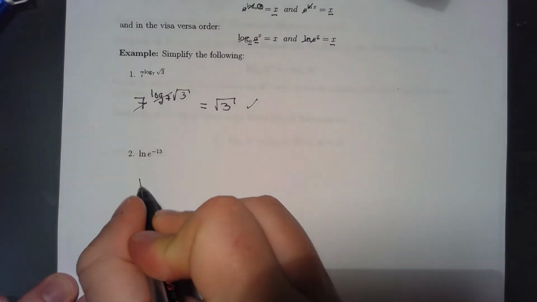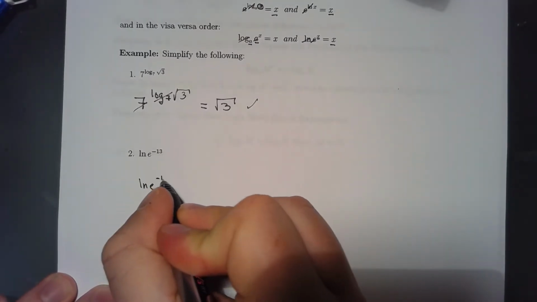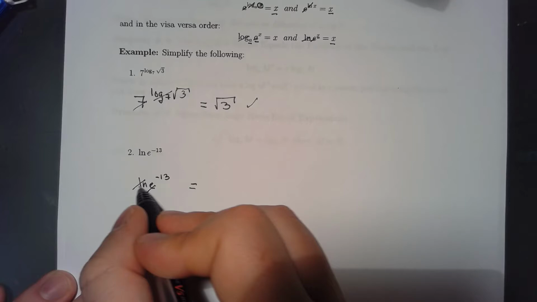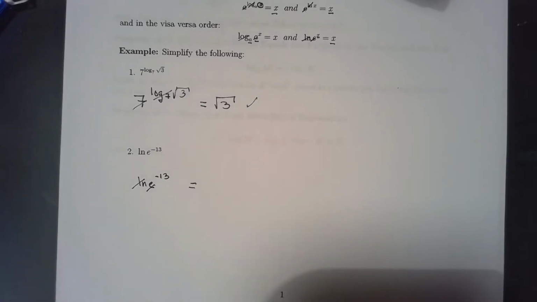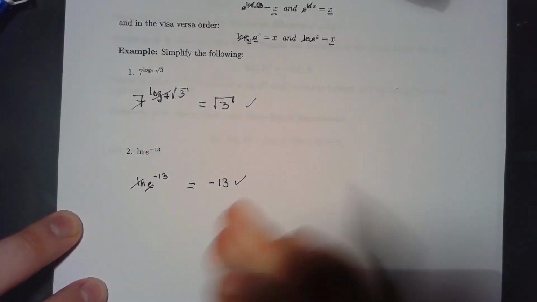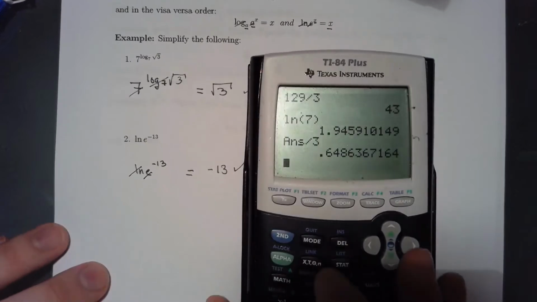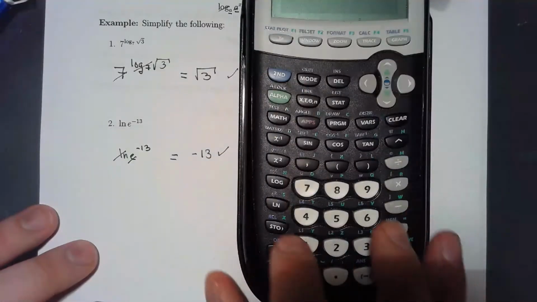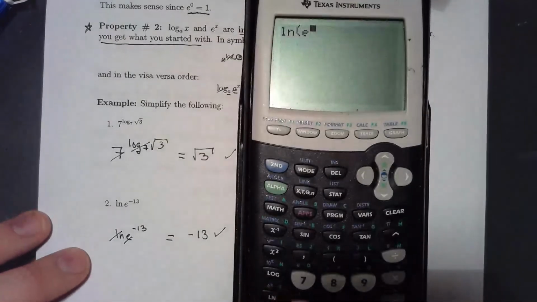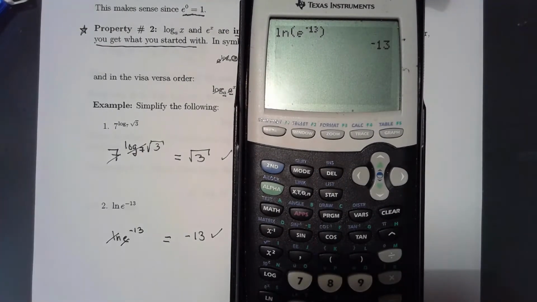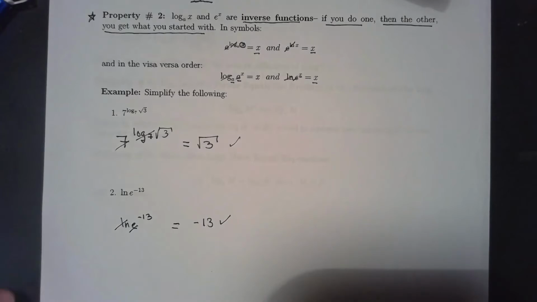Same thing here. The natural log of e to the negative 13th power. ln of e, they cancel each other out. They undo each other, so all I'm left with is negative 13. I could do this one in my calculator. If I took an ln and typed in e to the negative 13, you're going to get negative 13. All right? They undo each other. Nothing surprising there.